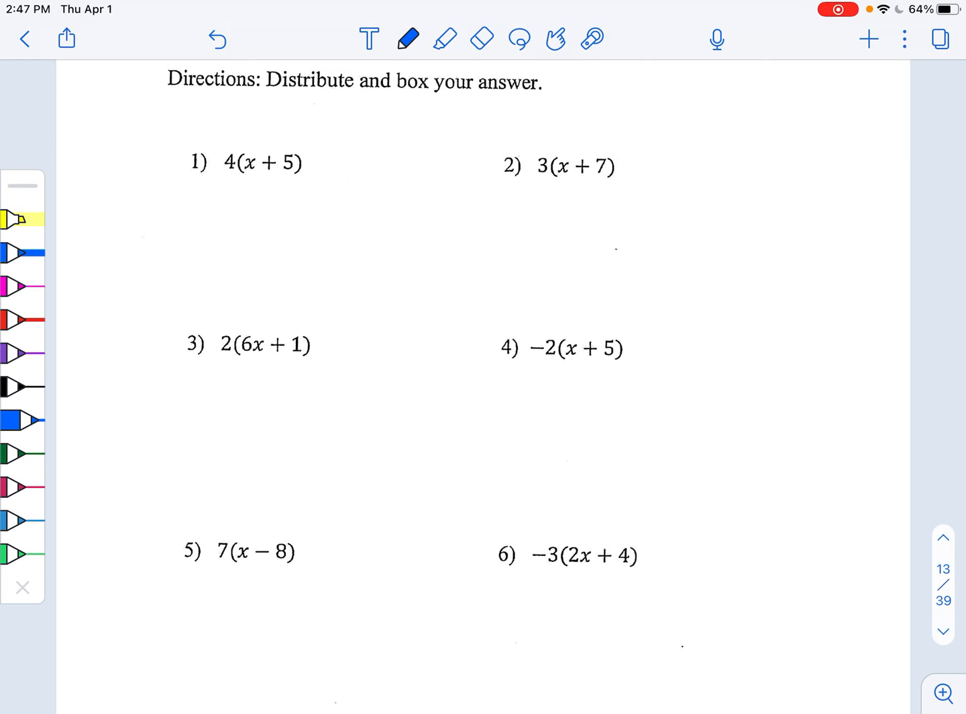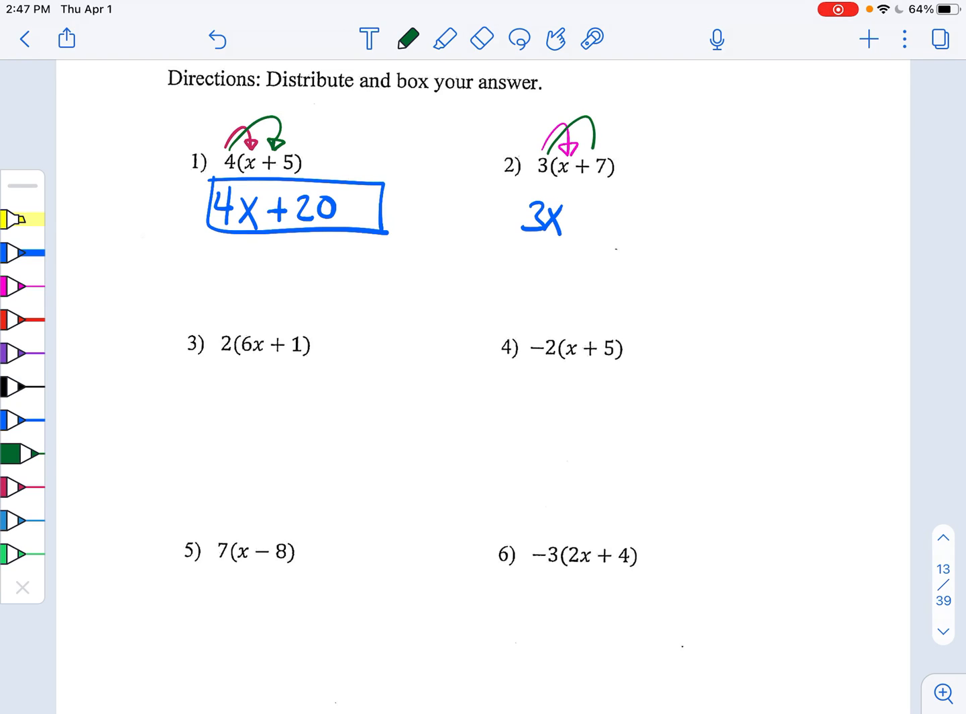All right, now let's do this. Okay, now I'm going to help you guys. So we have, I'm going to draw this. Okay, I have 4 times 1x, and I have 4 times positive 5. So that would be 4x plus 20. I have positive 3 times positive 1x. That would give me 3x. And then I have positive 3 times a positive 7. So that would give me positive 21.